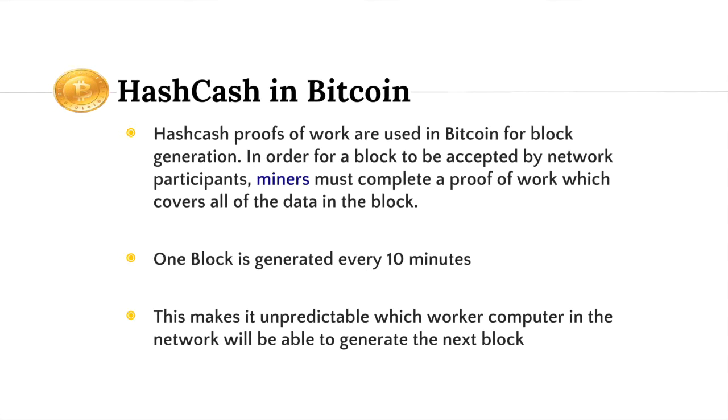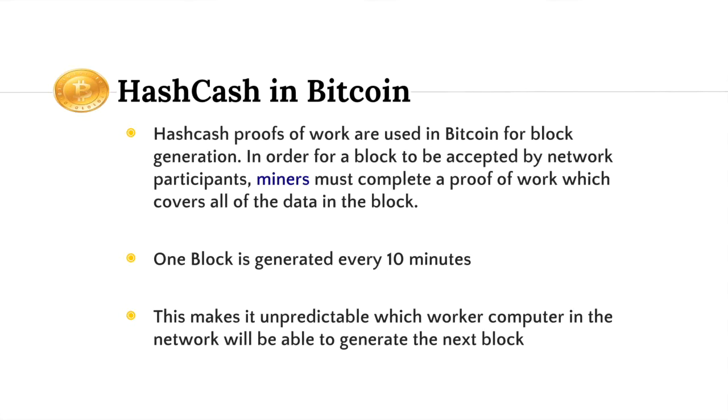Hashcash is important in the history of Bitcoin because the proof of work that it offered was used to generate blocks in the chain for Bitcoin. This topic of the blockchain and the way blocks work will be discussed in more detail in the second module. But basically what happens is that a Bitcoin miner must complete a proof of work that covers all the data in a block in order to generate Bitcoin.